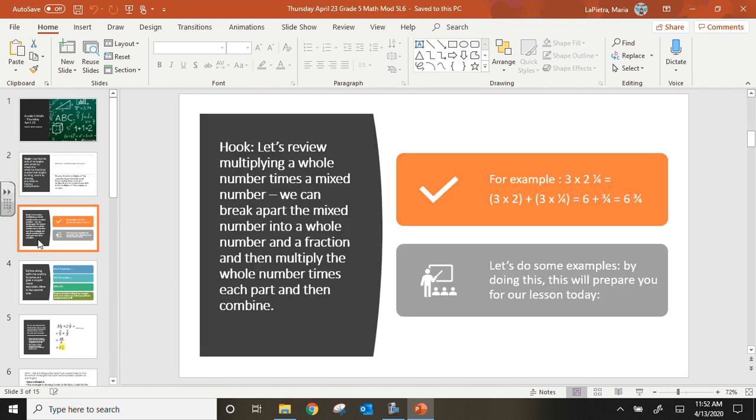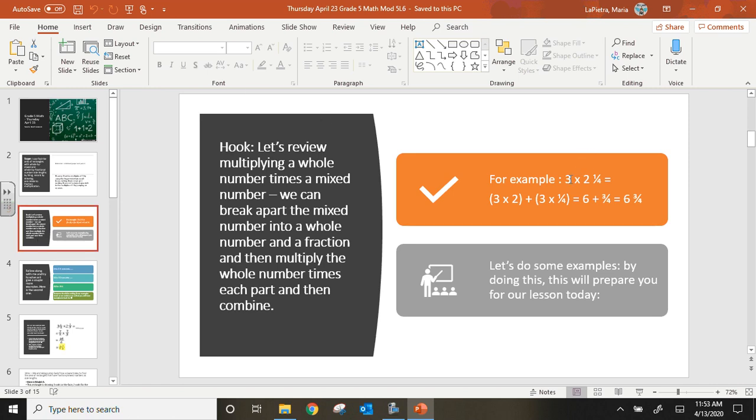Okay, so let's review multiplying a whole number times a mixed number. We can break apart the mixed number into a whole number and a fraction, and then multiply the whole number times each part, and then combine them. That means adding them together. So look over to the side, for example, 3 times 2 1/4. This is using the distributive property of multiplication.